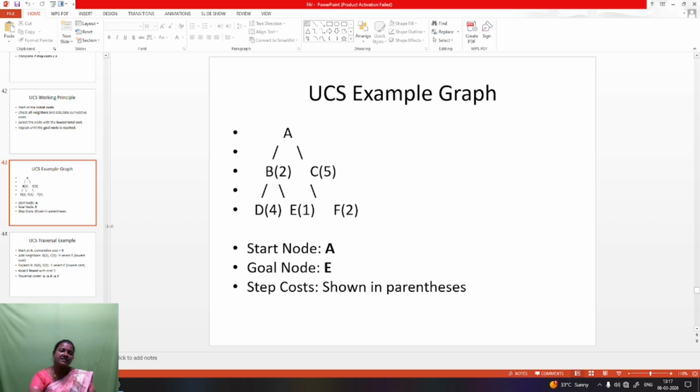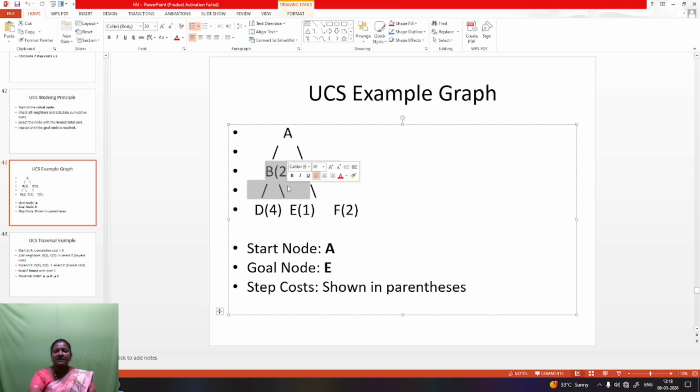Here we travel the nodes based on the path cost. We can check which node has the lowest path cost. Then we have to travel through those nodes only.